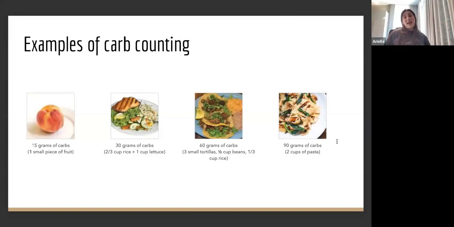And then the last one is going to be 90 grams of carbs, because that's 2 cups of pasta. So 2 cups of pasta is going to be 90 grams of carbs. So that's going to be a lot of carbs. That's something we have to realize when we're making ourselves a pot of pasta. We really want to know what the serving size is, so we know how many carbs we're getting, because that really, really does add up.